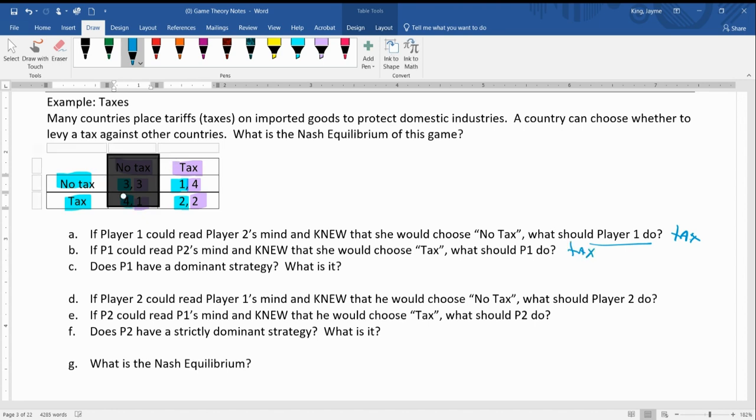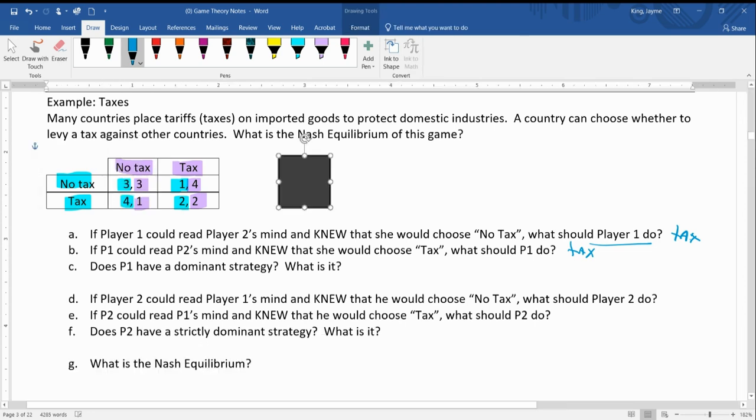So what that's telling me is that for this particular thing, it does not matter what player 2 does. Regardless of what choice player 2 makes, we just said that player 1 should choose to do a tax either way. So does player 1 have a dominant strategy? Yes, they do. And what is it? They should always do a tax because that will always get them higher numbers.